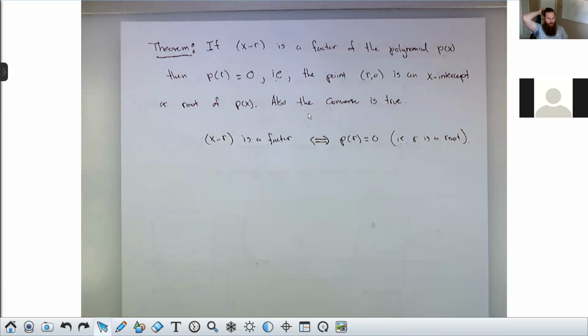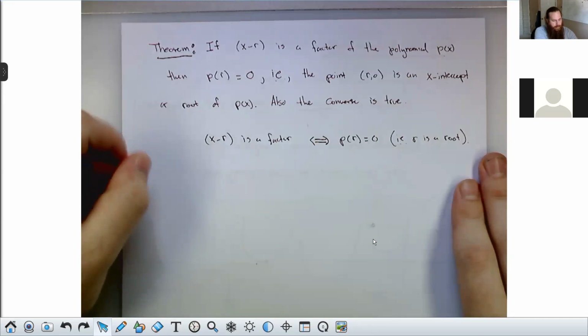This is intuitively true in the one direction. If x minus r is a factor, then when you plug in r for x, you'll have this factor being 0, and 0 times anything is 0. The converse is a little bit harder to prove, and it's a consequence of the fundamental theorem of algebra, or if you like, a consequence of the division algorithm, which is the next thing we're going to talk about. Before I talk about that, though, I want to define something, and that's multiplicity.